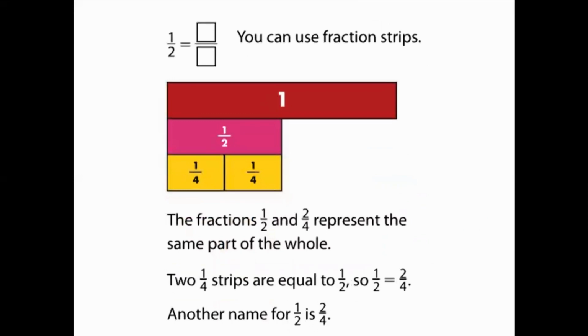Here we have a fraction, which is a half. We can divide it into 2 quarters. So the fraction half and 2 quarters represent the same part of the whole. So 2 quarters are equal to a half. So half equals 2 quarters, and another name for half is 2 quarters, or 2 over 4.